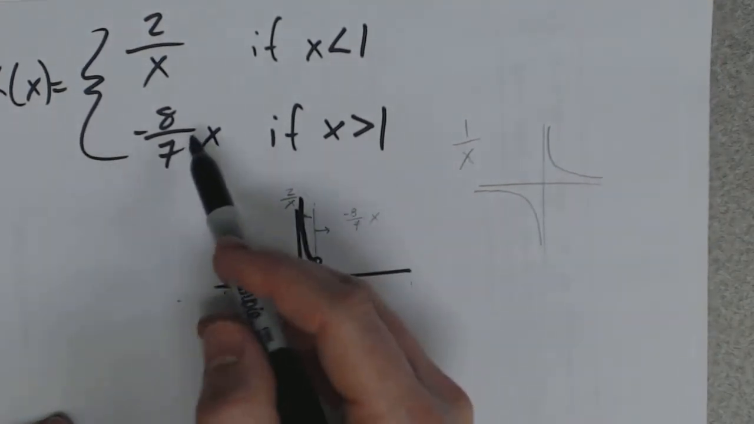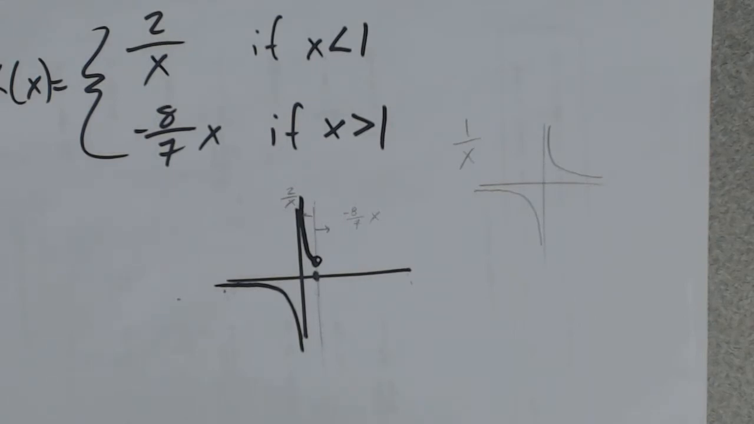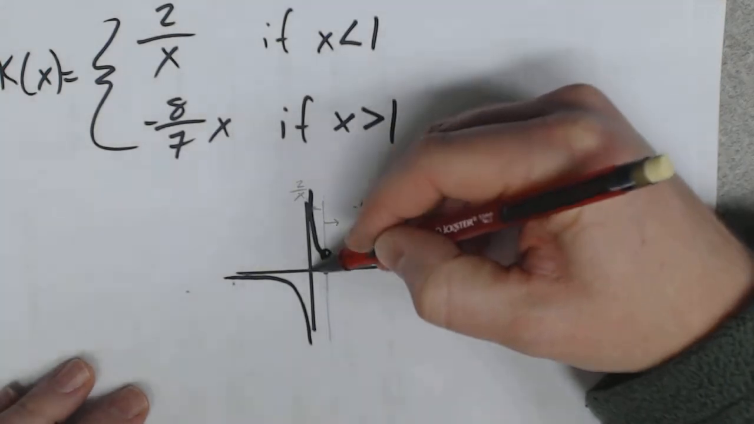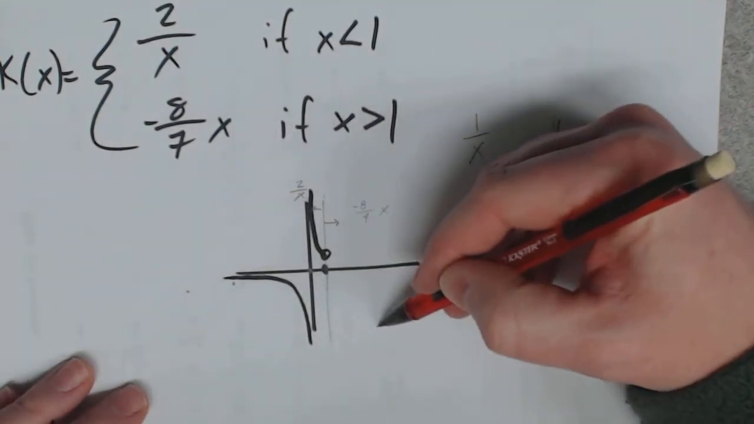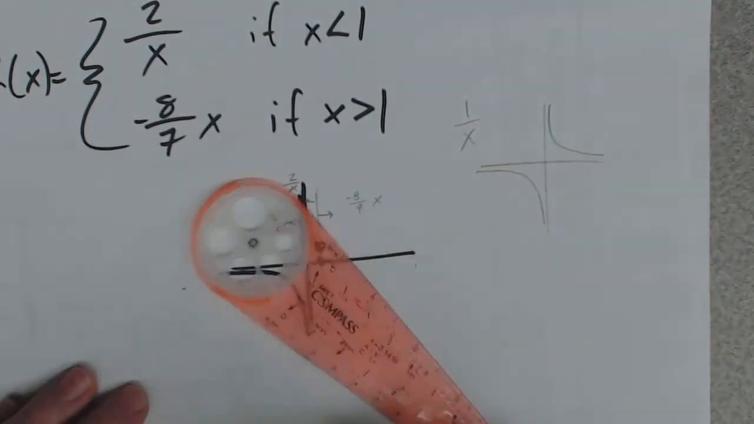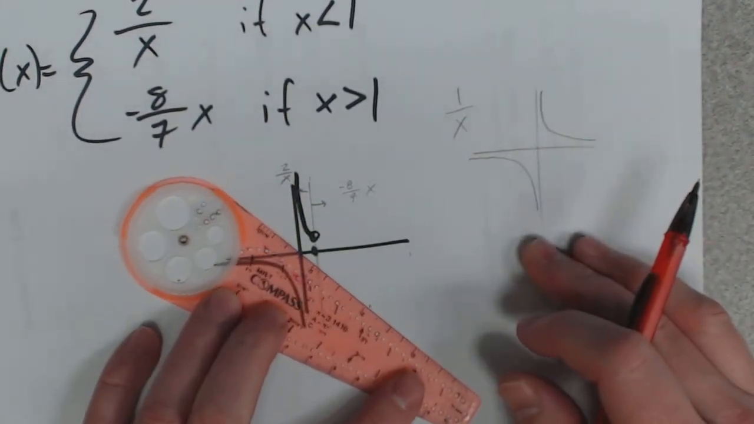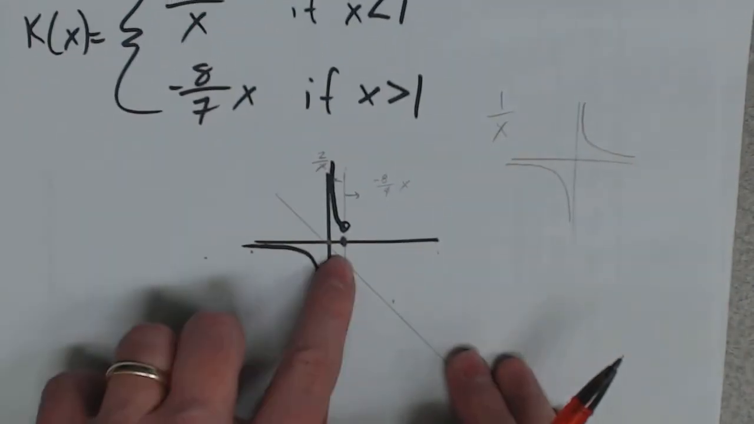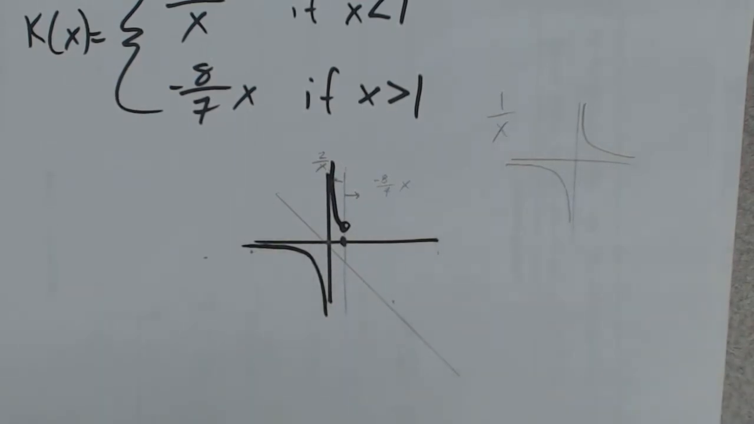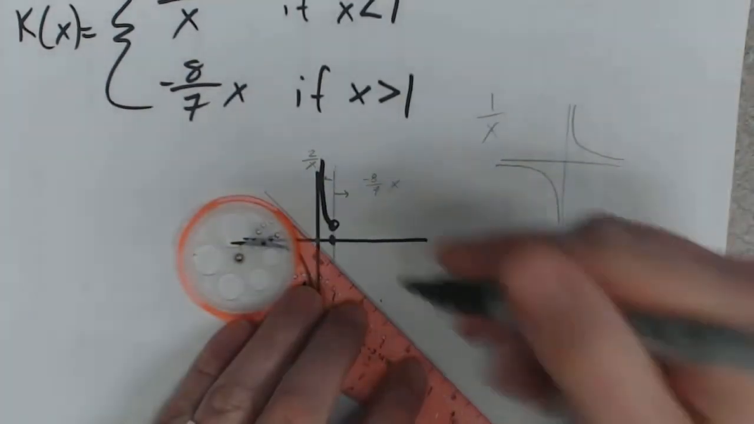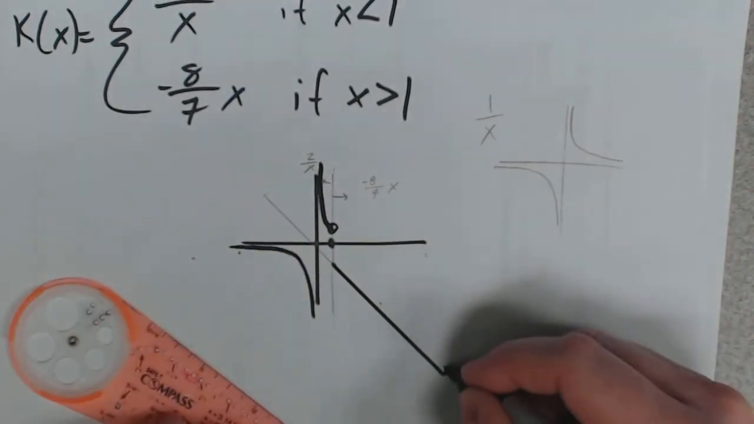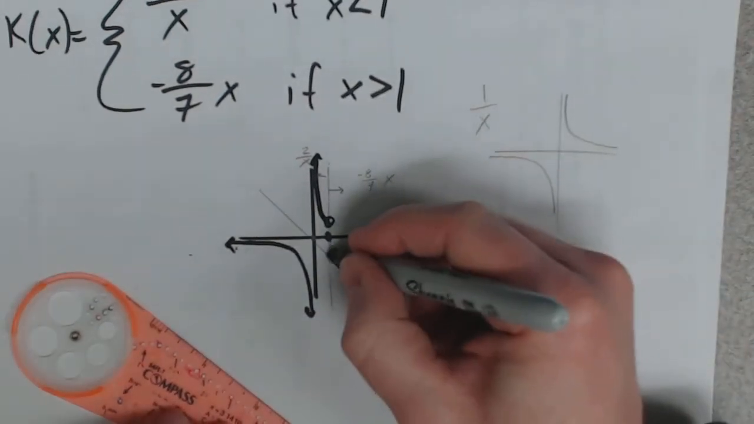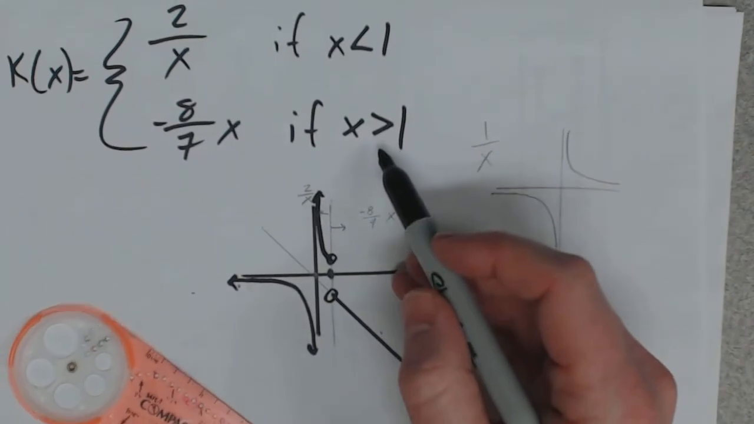Now the other one's a -8/7 x. So the y-intercept is at the origin. You go down 8 and over 7, so you're somewhere over here. I'm just roughing this in. So it has to look like this. Now remember, I don't want anything to the left of it, I want to the right of it. So really what you need is just this part here. And that's going to get an open dot as well because of this just a greater than symbol.